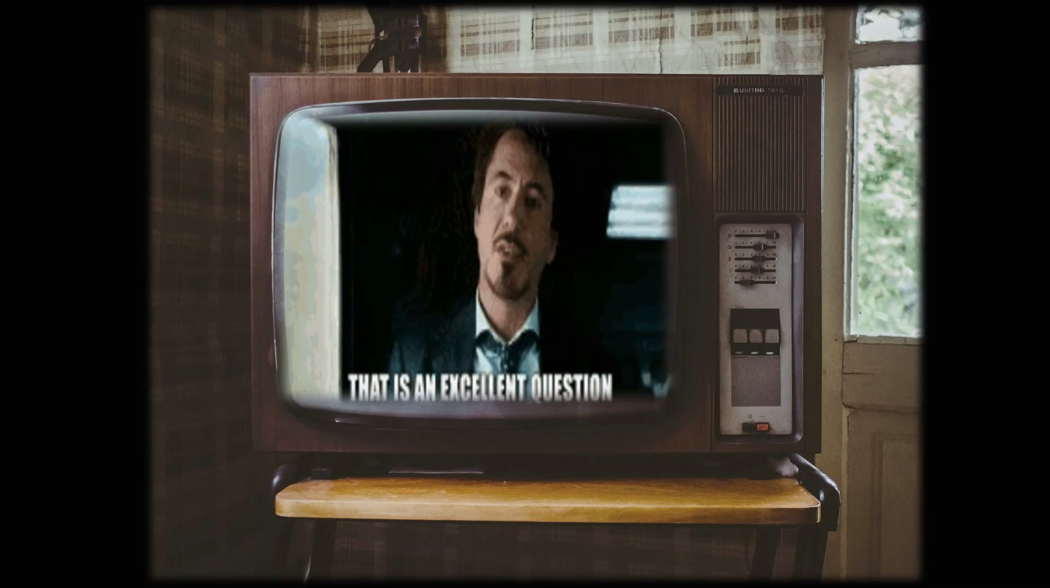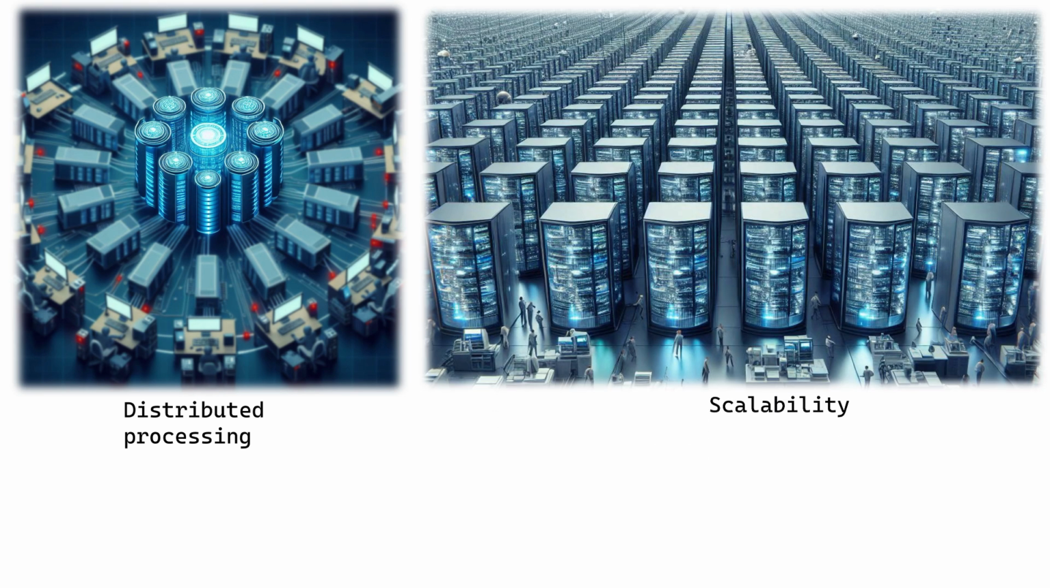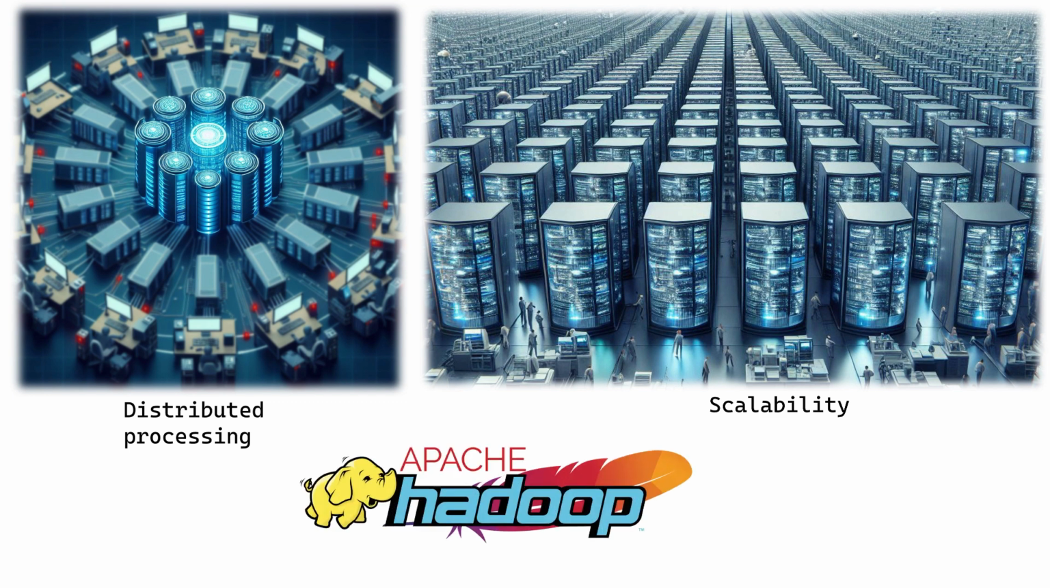Well, a key question still arises. What was unique about Spark which made it so popular? I mean, that's an excellent question. Why? Because if distributed processing and scalability were the only factors, there was a very popular technology around that time, Apache Hadoop, which gained immense popularity.